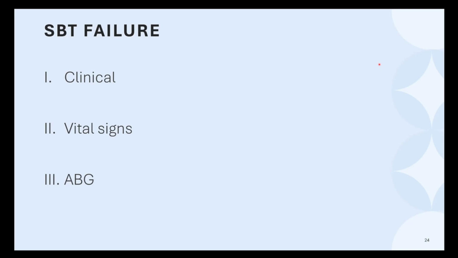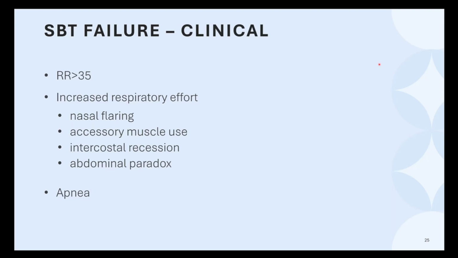When you put someone on a spontaneous breathing trial, there are three kinds of methods you can use to detect whether you can continue the trial or should abort it at that point. The first one, based on clinical criteria, is if their respiratory rate goes up to more than 35, you shouldn't continue. If they have evidence of increased work of breathing or increased inspiratory effort, looking at nasal flaring, respiratory muscle use, abdominal breathing, or intercostal recession, you shouldn't continue. And of course, if they're apneic, you also shouldn't continue. So those are the clinical criteria.